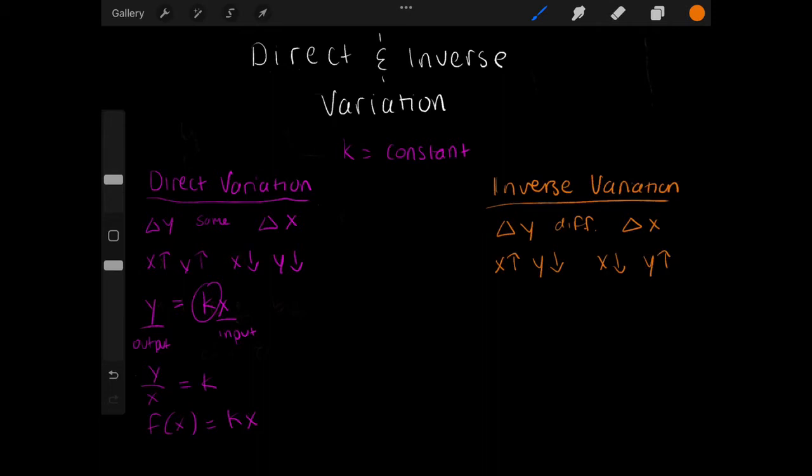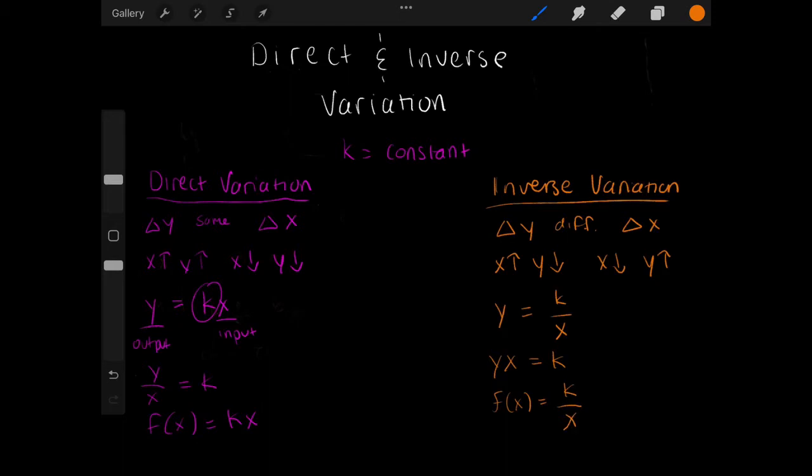Now the formula we use to represent inverse variation is y is equal to k over x. And remember, k is our constant, x is our input, and y is our output. Some other common formulas are x times y is equal to k, and f of x is equal to k over x.